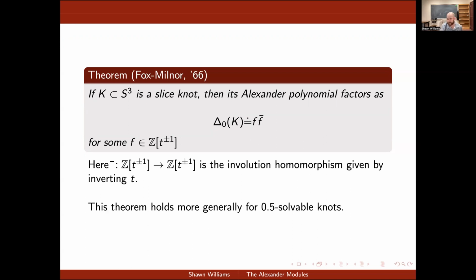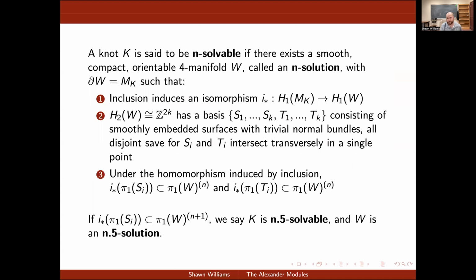So what is a 0.5 solvable knot? Well, let's present the definition of what n-solvability is in general. It's a very complicated definition. You're not really going to need to know the precise details of it to understand what comes in the next video. It just means that a knot K is n-solvable if its zero surgery bounds a four-manifold that we call the n-solution, which satisfies these three properties.